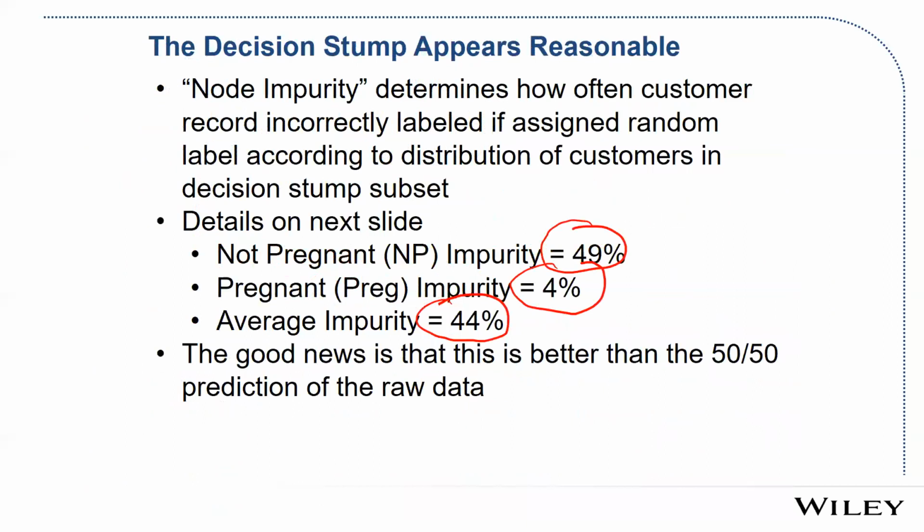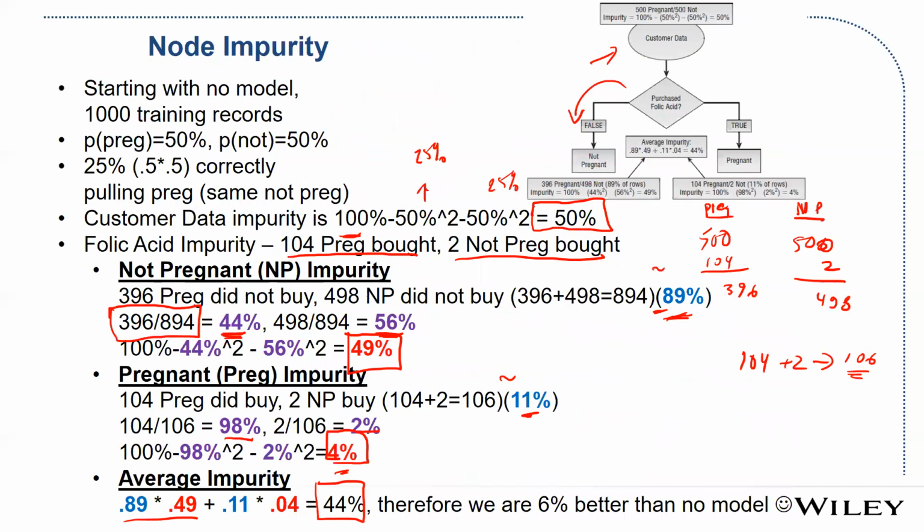All right. So again, if we look at this, anybody that didn't buy folic acid, we're saying they're not pregnant. Anybody that did, we're saying pregnant. And then for each one of those components, we look at the pregnant versus the not pregnant. Does that make sense?